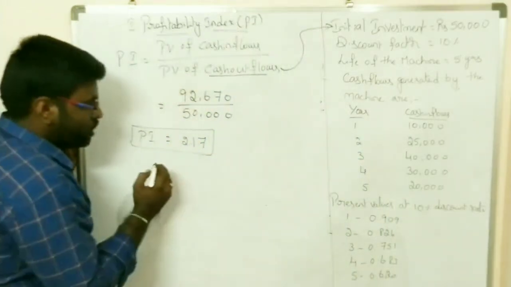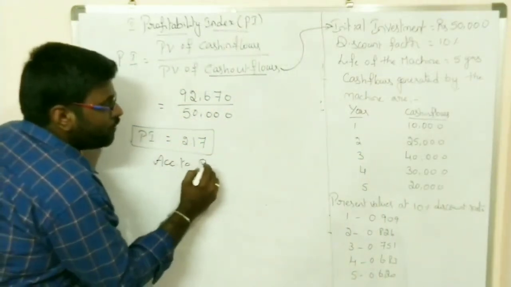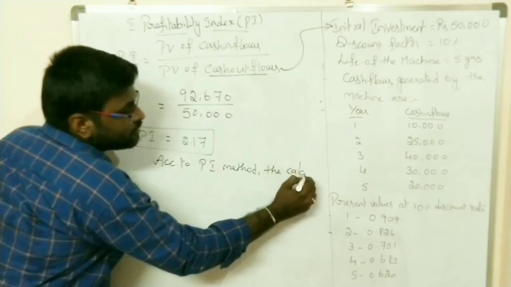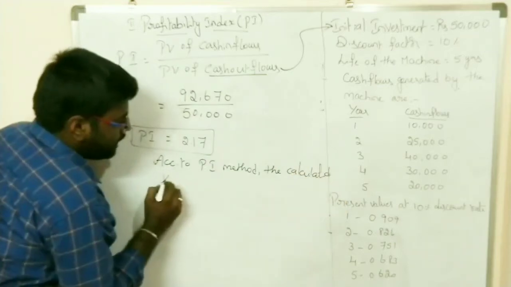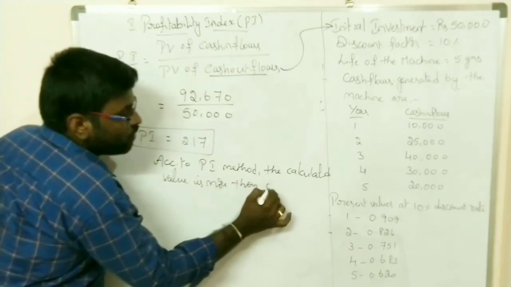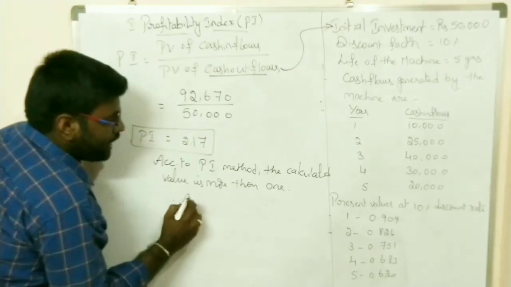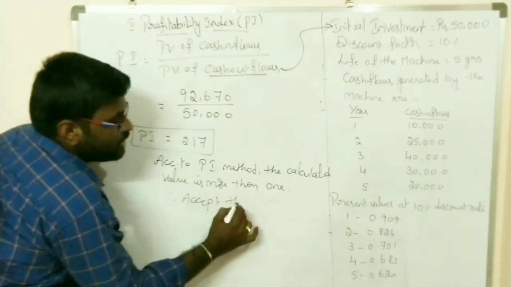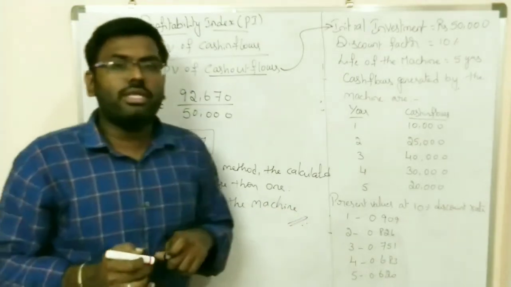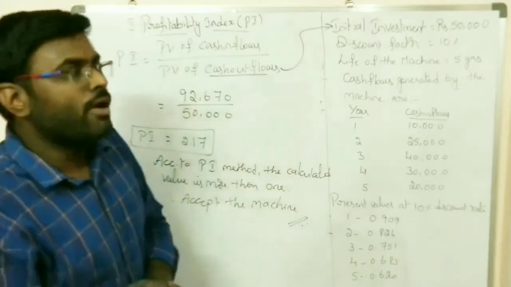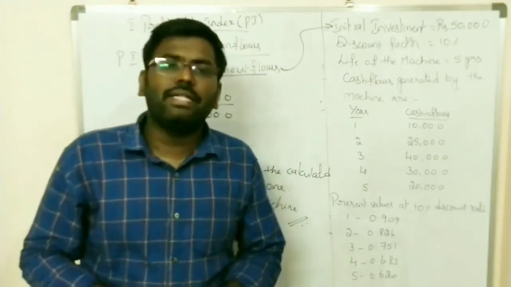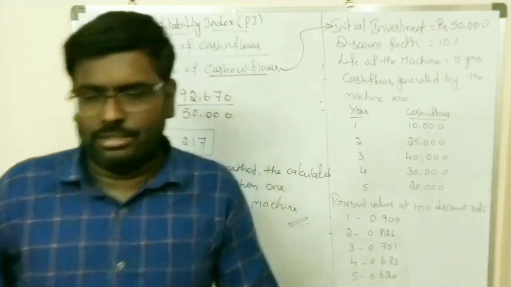So we can write the narration as: according to the profitability index method, the calculated value is more than 1. Therefore we can accept the machine. Like this we can write the narration or interpretation for any type of method. So this is the second modern method of capital budgeting. Let us see the third method, that is internal rate of return.